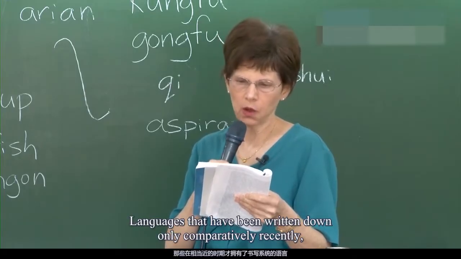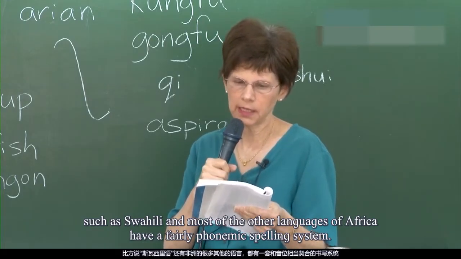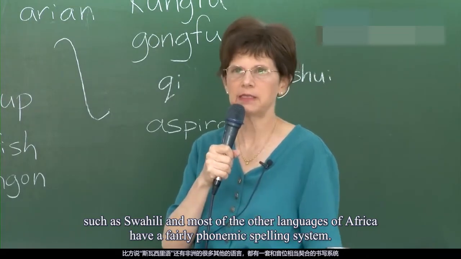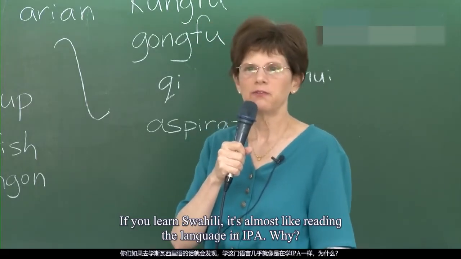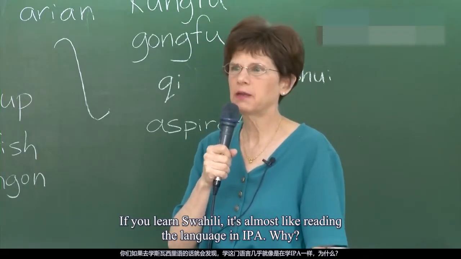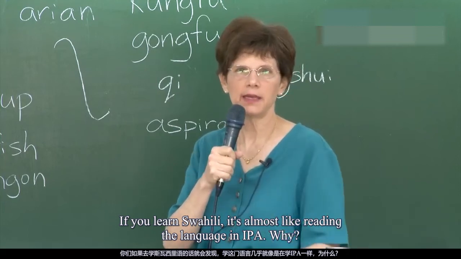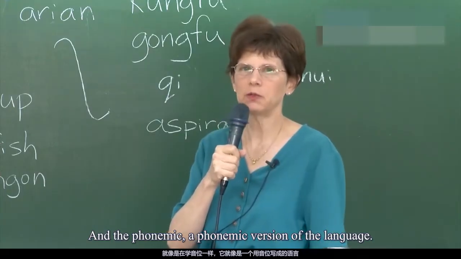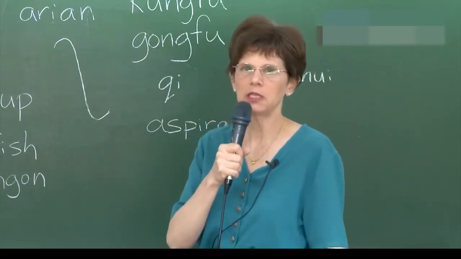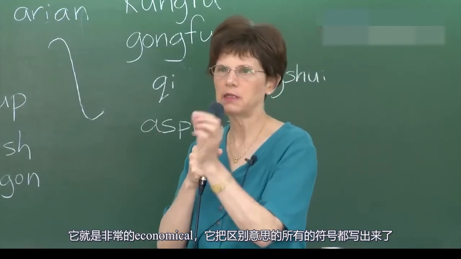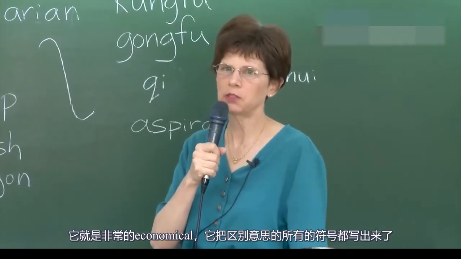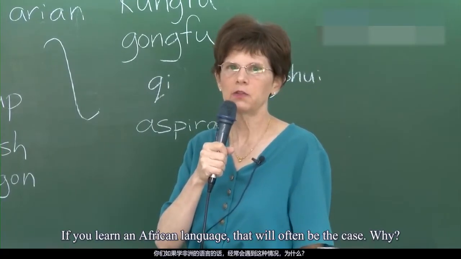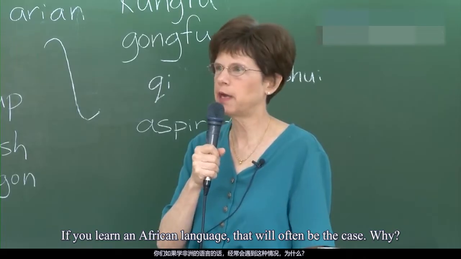Languages that have been written down only comparatively recently, such as Swahili and most of the other languages of Africa, have a fairly phonemic spelling system. Why? If you learn Swahili, it's almost like reading the language in IPA. Why? And the phonemic version of the language. 那小小的 variation 它没有记，它就是非常的 economical， 它把区别意思的所有的符号都写出来了，没有多余的，也没有少。Why is that? If you learn an African language, that will often be the case. Why?